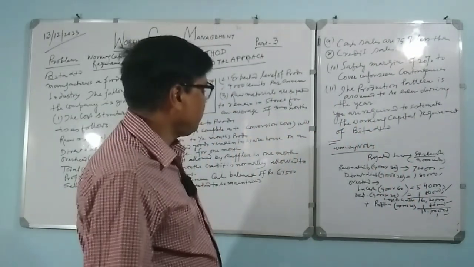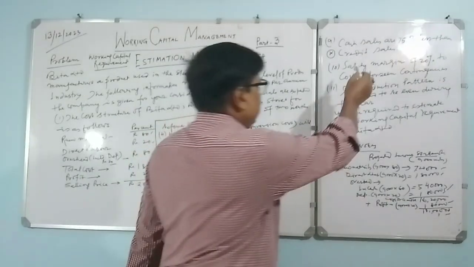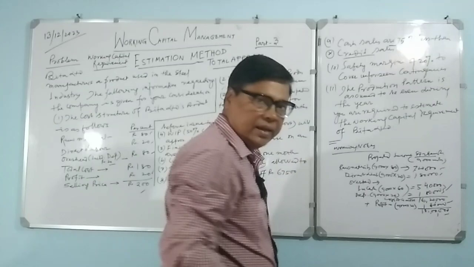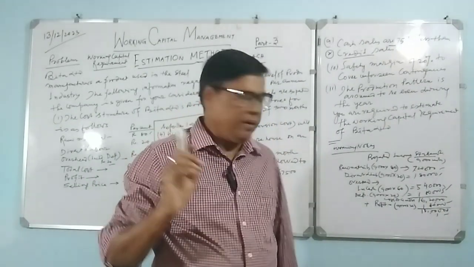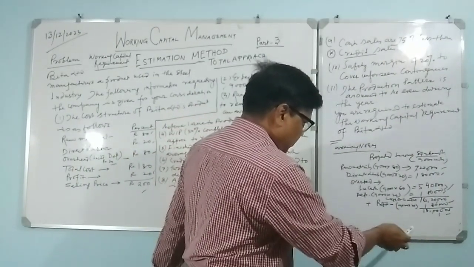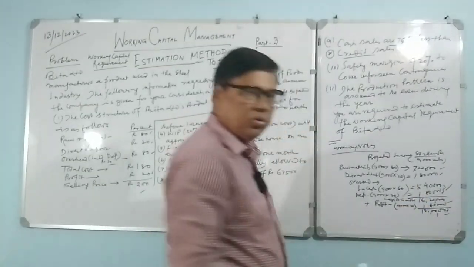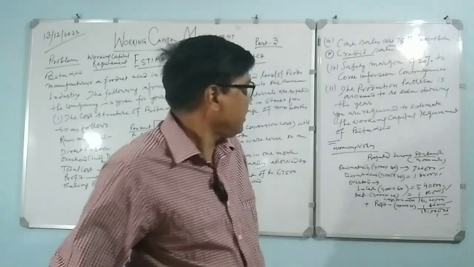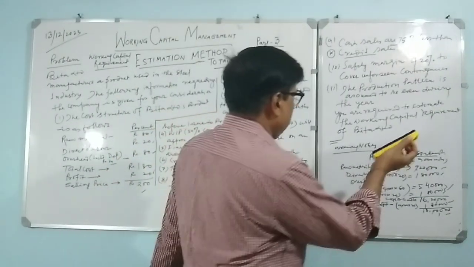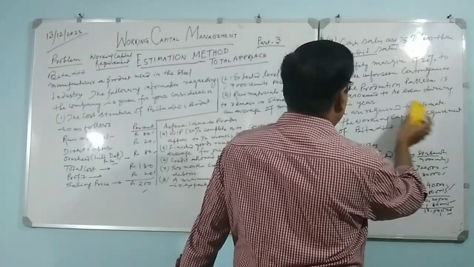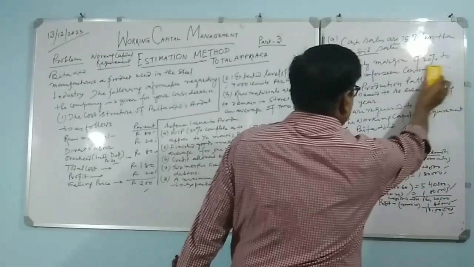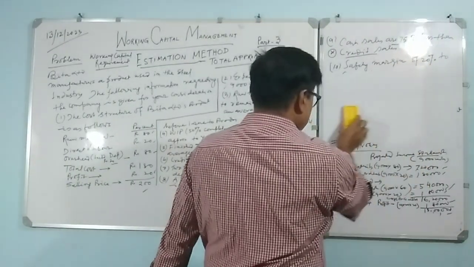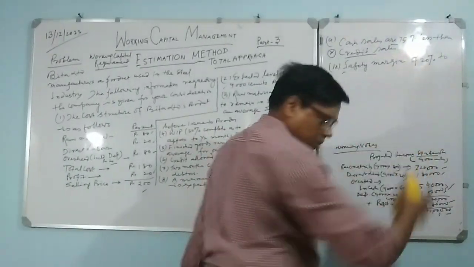Now another important point you have to identify: cash sales are 75% less than credit sales. Directly they have not given, out of the total sales figure, how much will be cash and how much will be credit. That part you have to calculate. Production pattern is uniform, safety margin 20%. From here we can erase this. These informations will be sufficient enough to solve your problem.